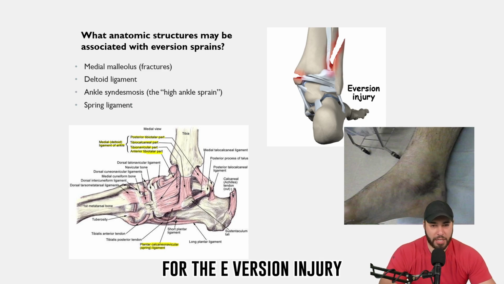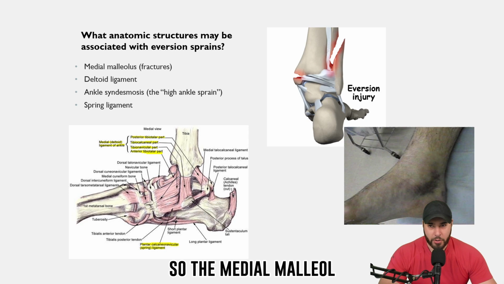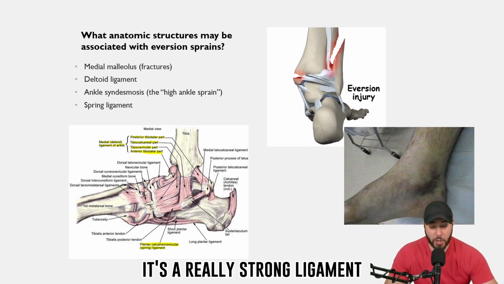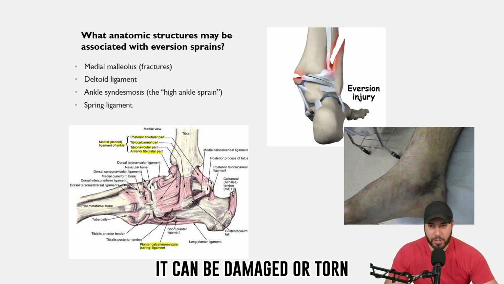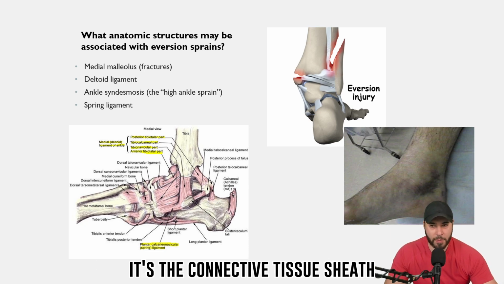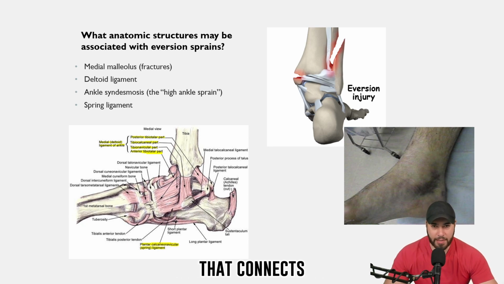Here we can see the eversion injury for the case that we had earlier. You'll see some swelling in this area. So we can ask ourselves what anatomic structures may be associated with eversion sprains. The medial malleolus fracture, for Hawkins type fractures, and the deltoid ligament, which is a really strong ligament, but in eversion sprains it can be damaged or torn. Ankle syndesmosis, which is common with high ankle sprains, is the connective tissue sheath that connects the fibula and the tibia.